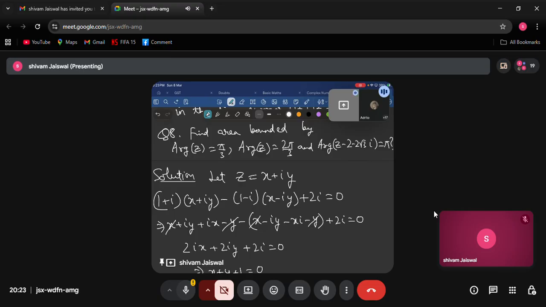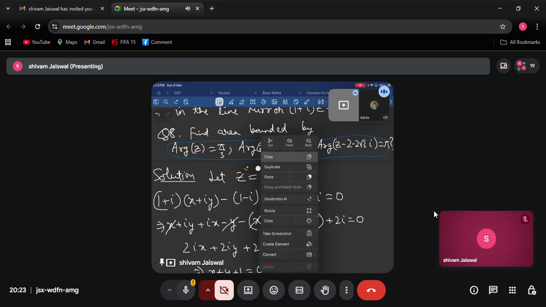Yes, Madhujo, number 8 is correct. Okay, I'm solving 8. Argument of z is equal to pi by 3. Argument of z is equal to 2 pi by 3. Okay, let us draw pi by 3, 2 pi by 3. We need to find out the area bounded by this region.